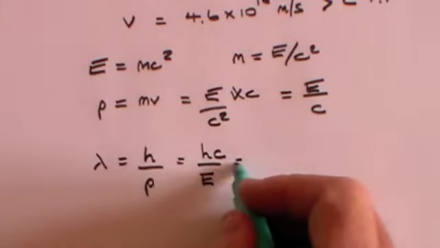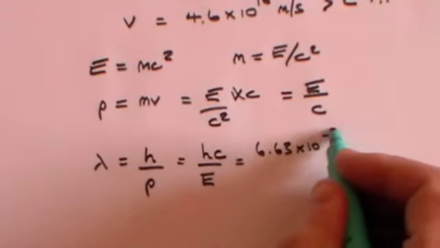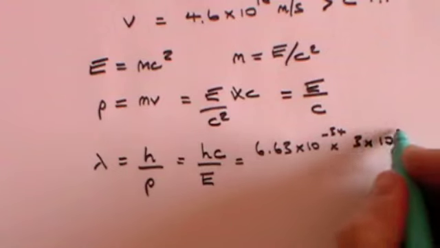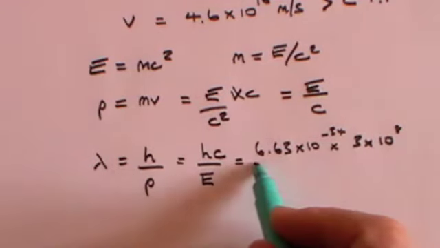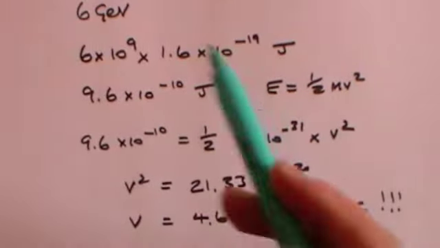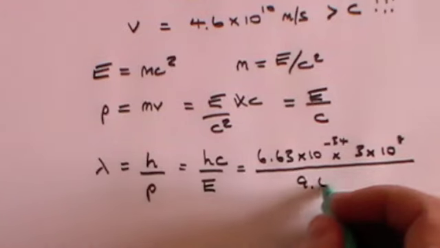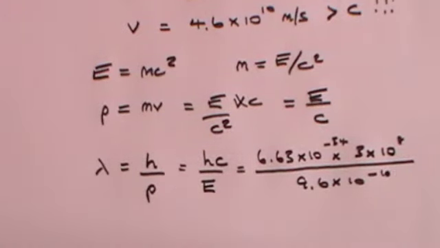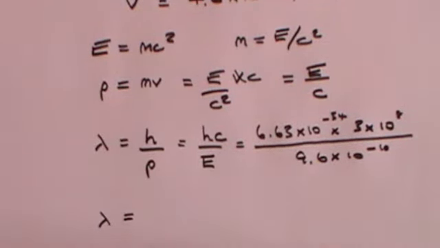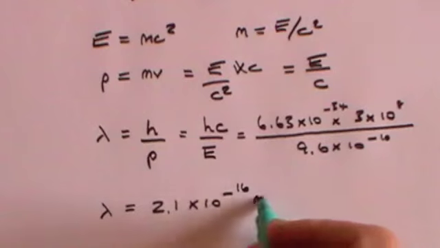So let's just calculate that out. h, Planck's constant, is 6.63 times 10 to the minus 34. The speed of light, c, is 3 times 10 to the 8 meters per second. And that's divided by the energy, which we calculated up here, 9.6 times 10 to the minus 10 joules. And if you calculate that, you will find that lambda, the wavelength of the electron beam with the energy 6 GeV, is 2.1 times 10 to the minus 16 meters.